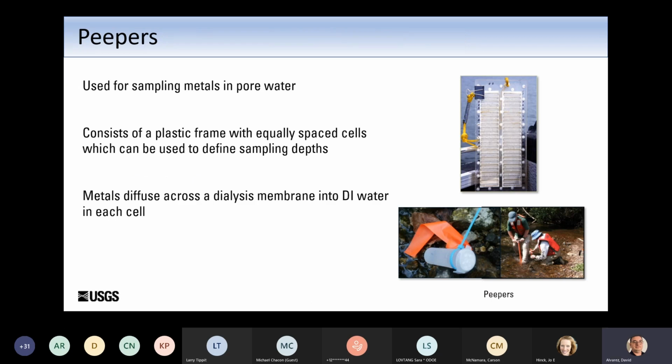A common sampler for measuring metals in pore water is the peeper. Peepers can come in different forms, but typically they consist of a reservoir containing deionized water, which is separated from the external water by a dialysis membrane. Using frames with multiple sampling cells, such as the picture on the top right, allows you to determine depth profiles of metals in contaminated sediments. Again, uptake is based on the diffusion of metals across that membrane as they try to reach equilibrium. The sampling efficiency in peepers is determined by the equilibrium time and the diffusion coefficient of that metal across that membrane.